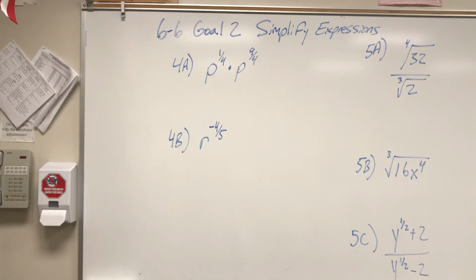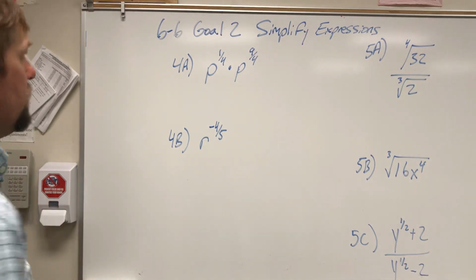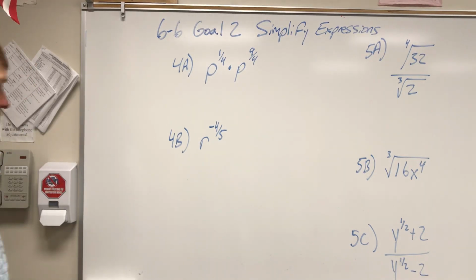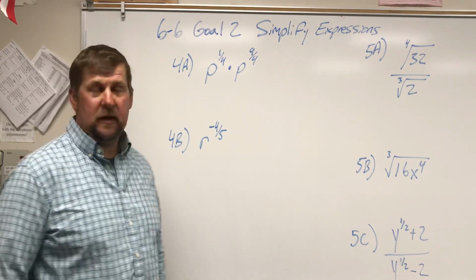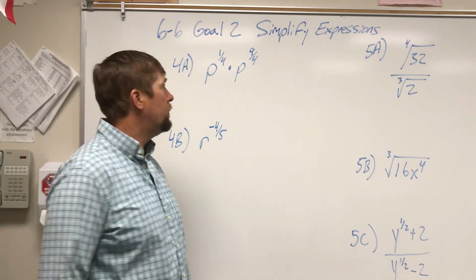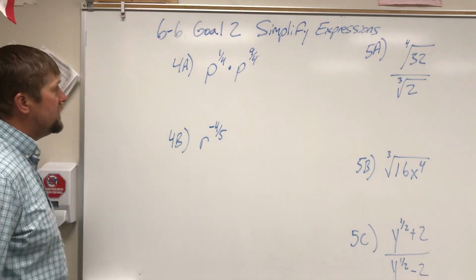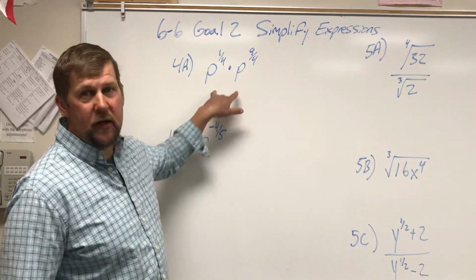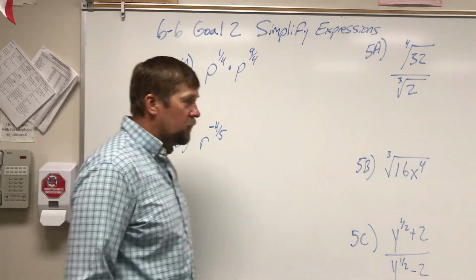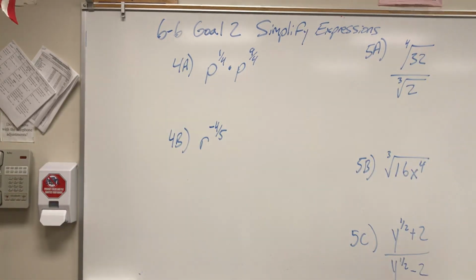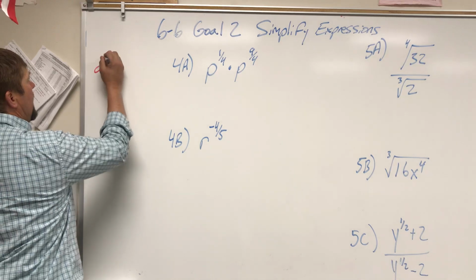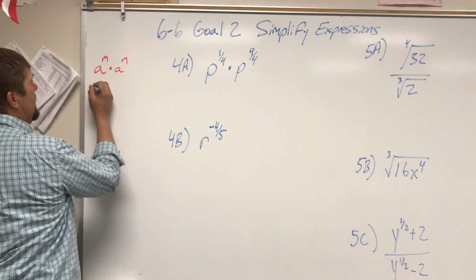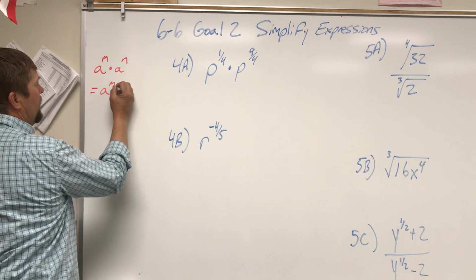The second goal of section 6.6 is simplifying expressions. When you have an expression with rational exponents, you can use the same rules as any exponent properties out there. For example, the rule of multiplying two bases is you add exponents. So if we had a to the m times a to the n, that's the same as a to the m plus n.